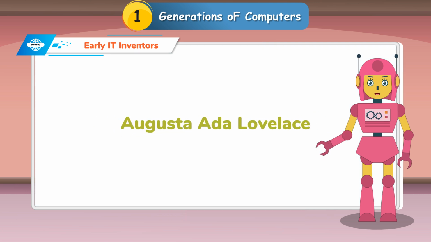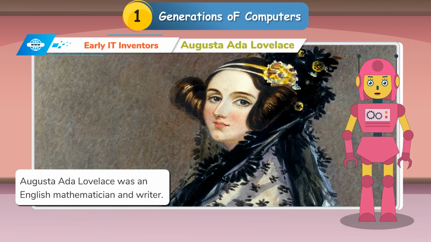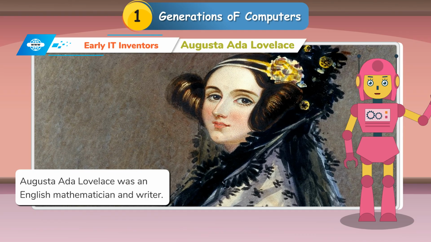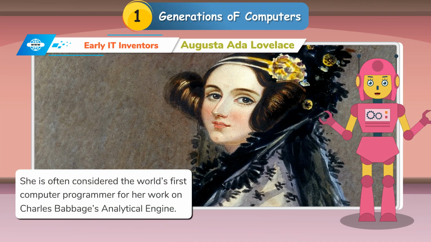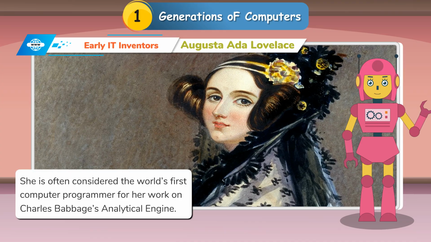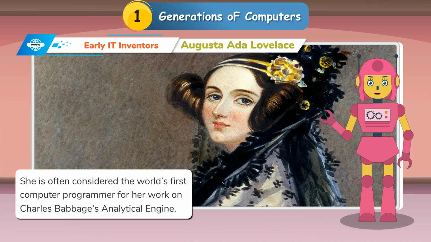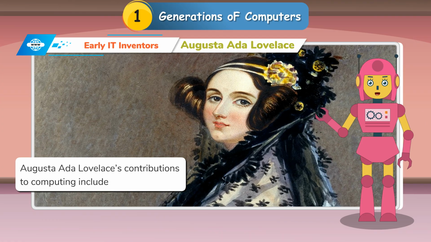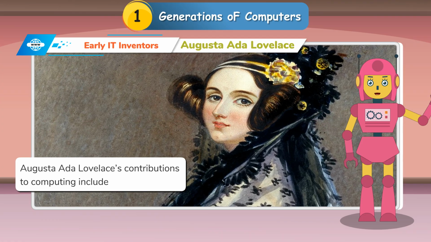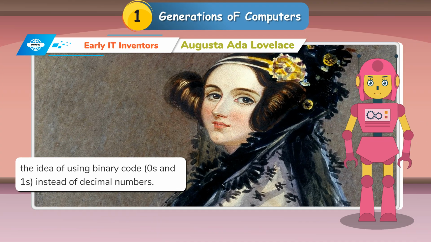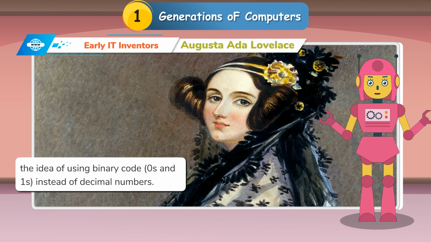Augusta Ada Lovelace. Augusta Ada Lovelace was an English mathematician and writer. She is often considered the world's first computer programmer for her work on Charles Babbage's analytical engine. Augusta Ada Lovelace's contributions to computing include the idea of using binary code, 0s and 1s, instead of decimal numbers.